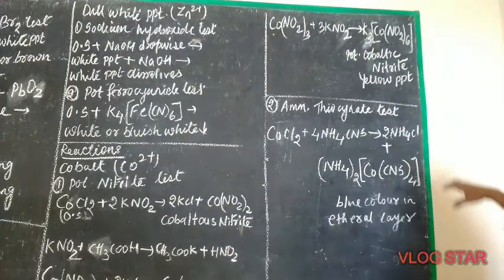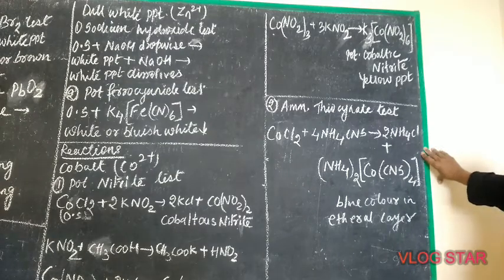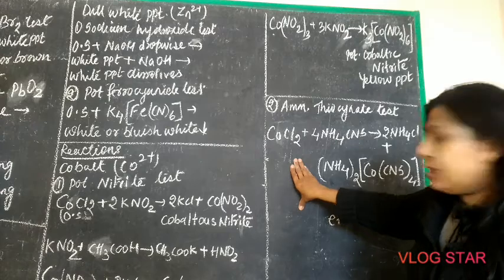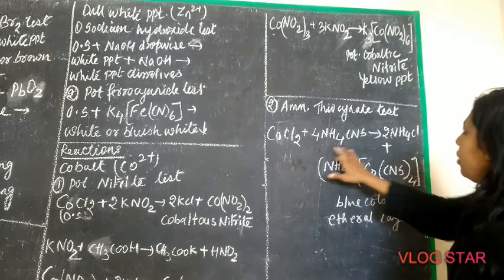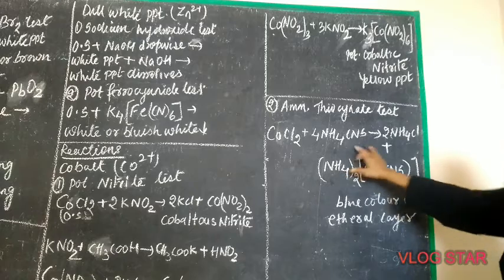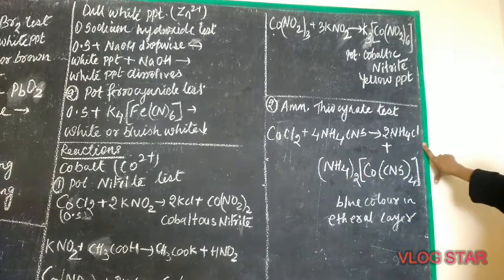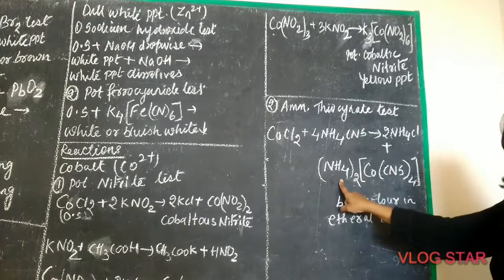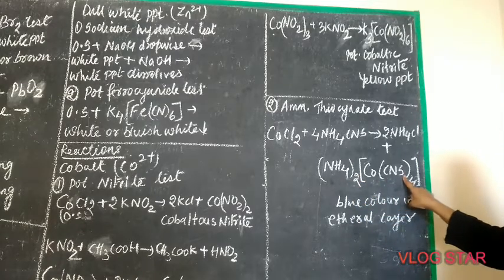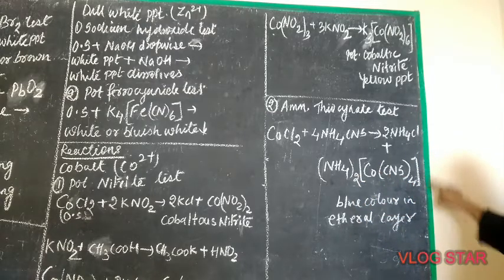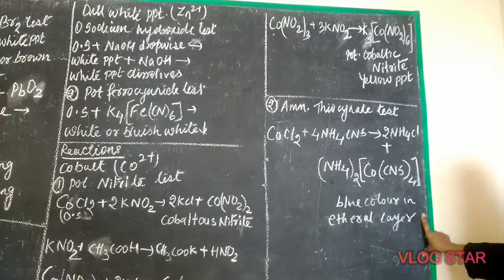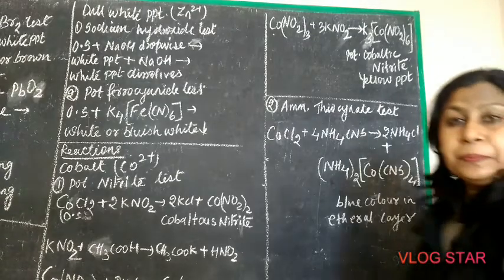Now the second test, this is ammonium thiocyanate test. CoCl2 with ether plus 4NH4CNS, this is ammonium thiocyanate, gives 2NH4Cl plus (NH4)2[Co(CNS)4]. This is a coordination compound and it gives blue color in ethereal layer.